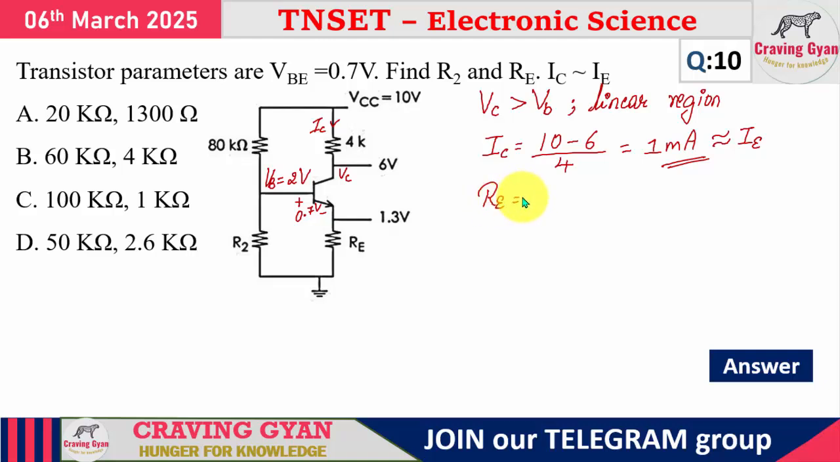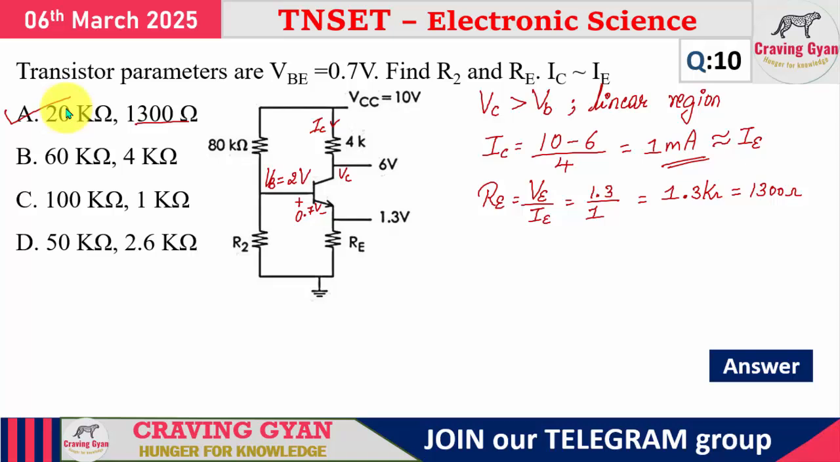Now what is the value of RE you are going to get? The value of RE will be equal to VE divided by IE. VE is 1.3, and IE is 1 milli, which gives 1.3 kilo ohms, or 1300 ohms. So the value of RE will be equal to 1300 ohms. The corresponding option that is going to follow is option A is correct.